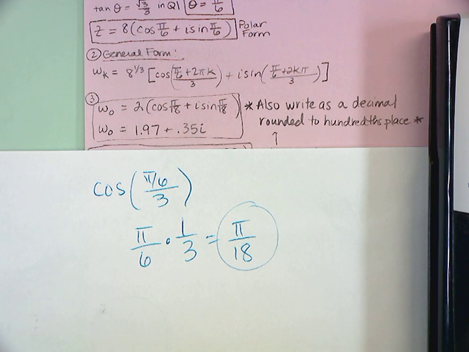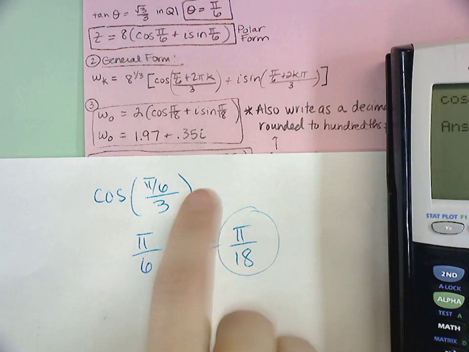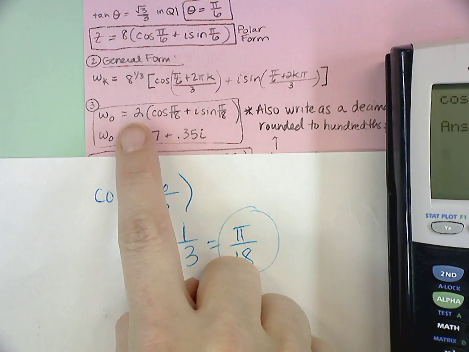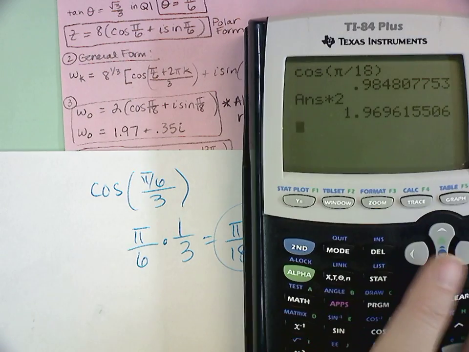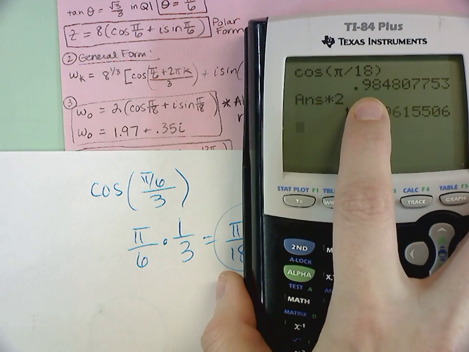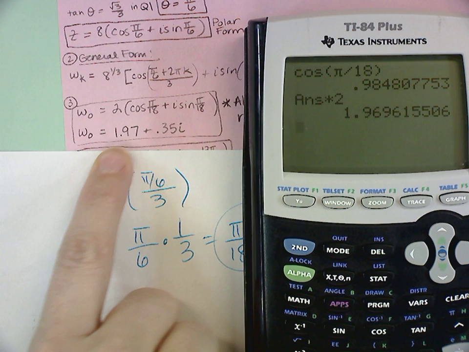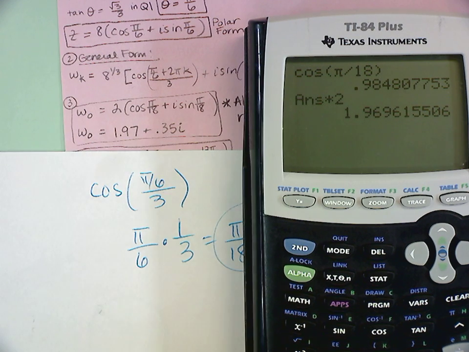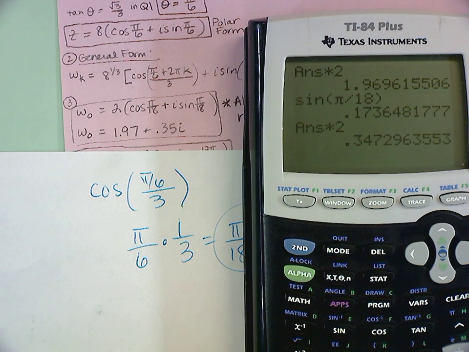How'd you get that, the 1.97? Okay, so you get your 0.98, right? And then we're going to distribute the 2. So if you have your 0.98 from the cosine of pi over 18, I'm going to distribute the 2 to get my 1.97. I did it in 2 steps, but really you can do it in 1 if you want. And then for the sine of pi over 18, I'm going to multiply that by 2 so I can distribute. And then you can just always round to the hundreds place.